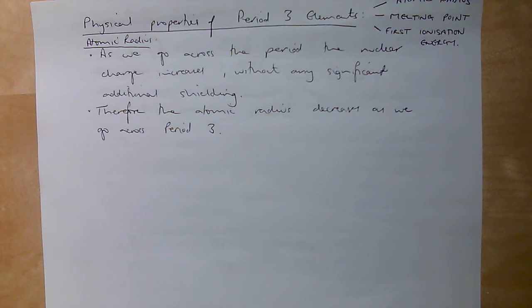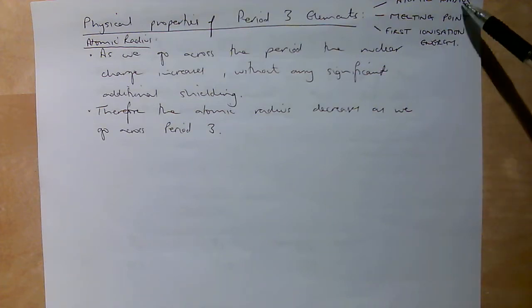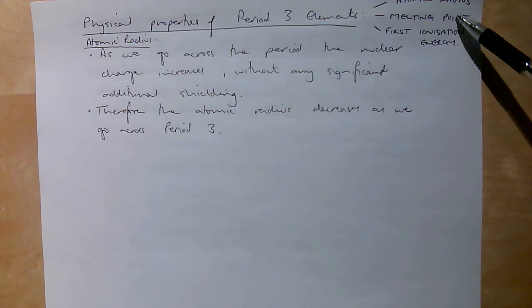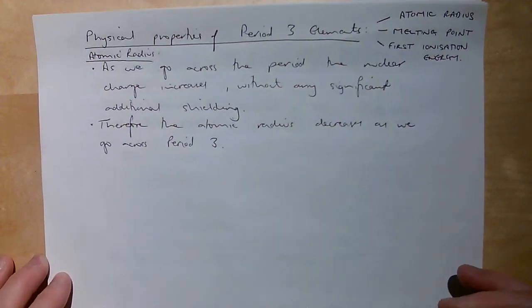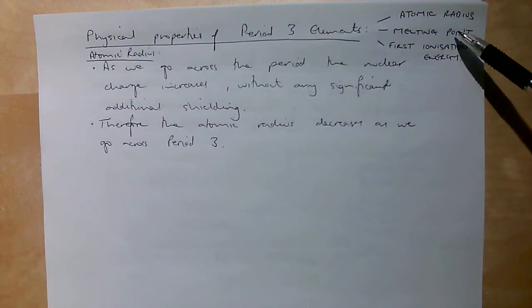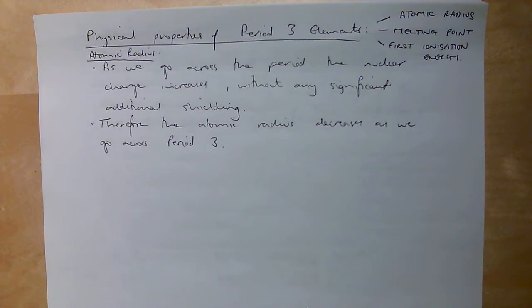Right, so now let's have a look at the physical properties of period 3 elements. The three physical properties we're going to look at are atomic radius, melting point and first ionization energy. Let's move that down a little bit. There we go. Atomic radius, melting point and first ionization energy. So let's first of all look at atomic radius.